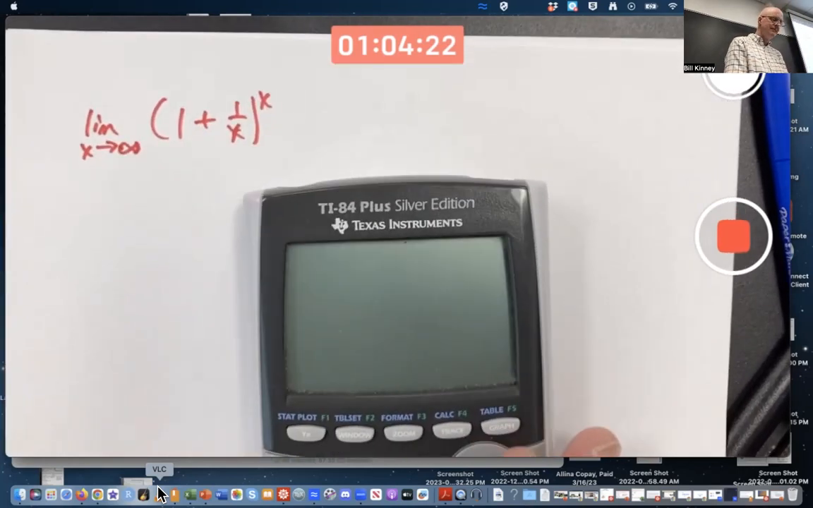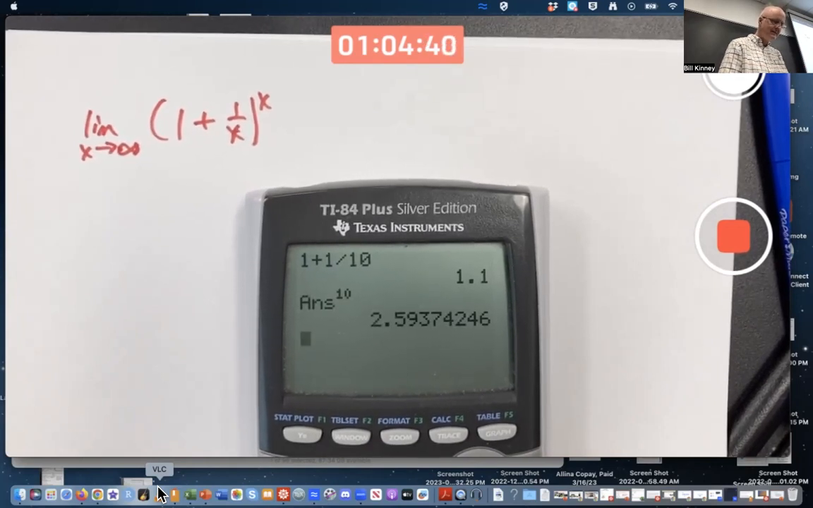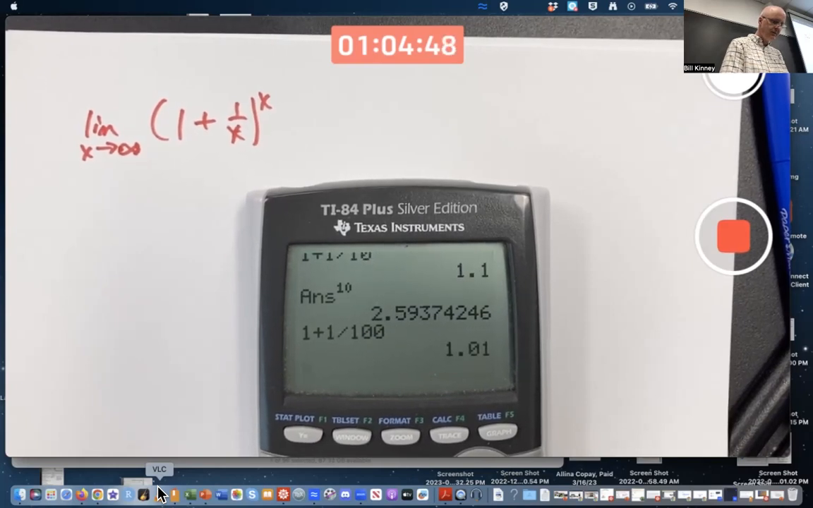It depends. Let's try plugging in x equals 10 here. 1 plus 1/10. It's 1.1. Raise that to the 10th power. That's what you get when x is 10. What about when x is 100? 1 plus 1 over 100, to the 100th power.